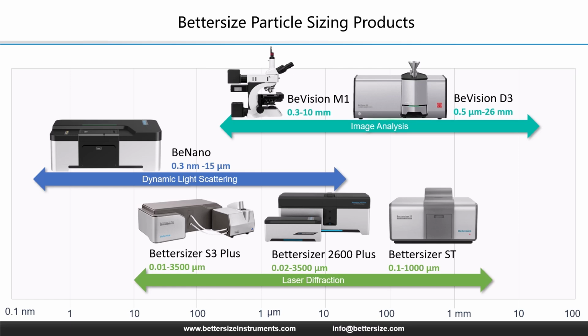Focus on the green arrow at the bottom. This is the domain of the Bettersizer 2600 Plus, with a massive range from 0.02 microns all the way up to 3,500 microns. This single instrument captures the entire spectrum. Whether you are analyzing submicron battery slurries or millimeter-sized mining aggregates, the 2600 Plus handles it all without changing techniques. So, how does it achieve such a wide dynamic range? Let's look at the physics.